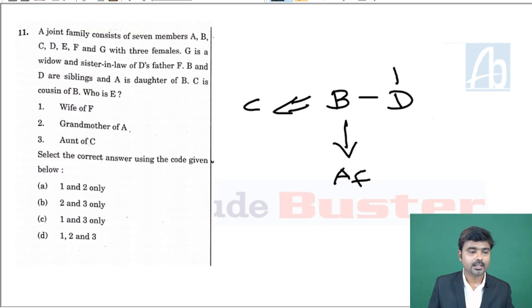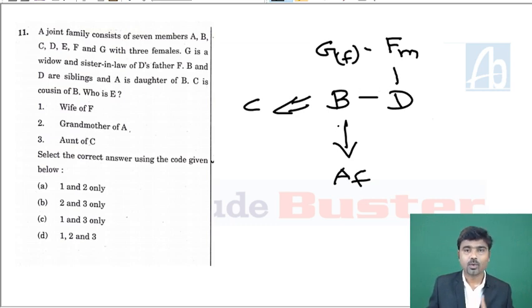D's father is G. G is a widow. So here in this one, G is female. It is given sister-in-law of D's father F. D's father F is male, right? Okay, it is given sister-in-law, right?